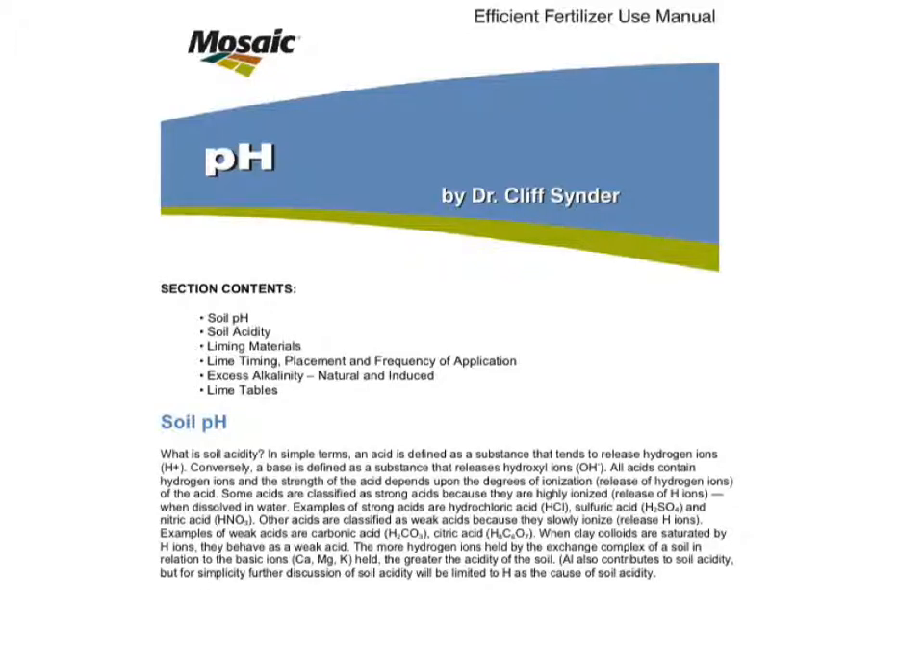Now, this kind of stuff is really cool when you start thinking about what kind of an acid should I use, strong or weak, and what are some of the effects of this? Another thing to keep in mind is that when it says all acids contain hydrogen ions, that's not technically true, and we're going to talk about that in just a second.